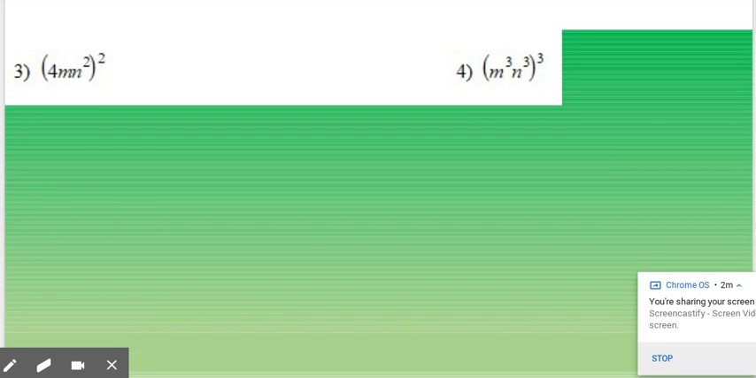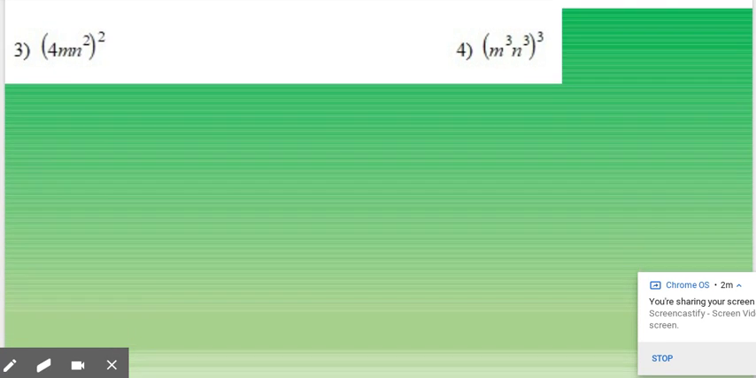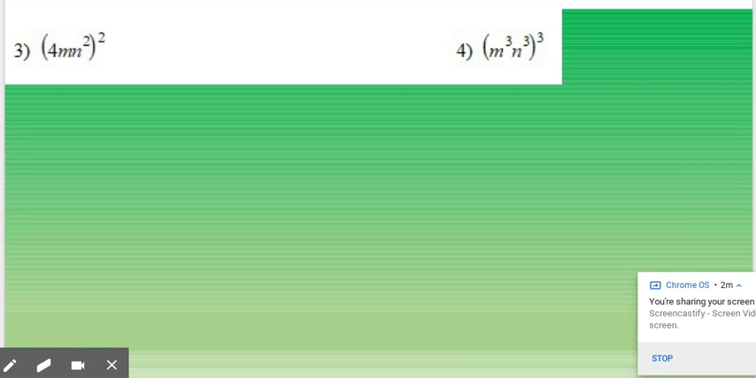If the sub would please pause the video and give the students 2 minutes to complete these two problems. All right, these are the power property. So what I have to remember, if I raise an exponent to another exponent, we're going to multiply the exponents.